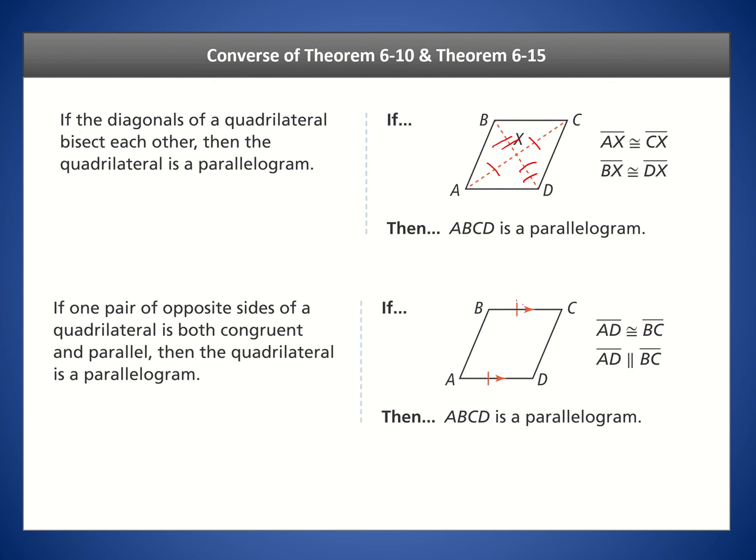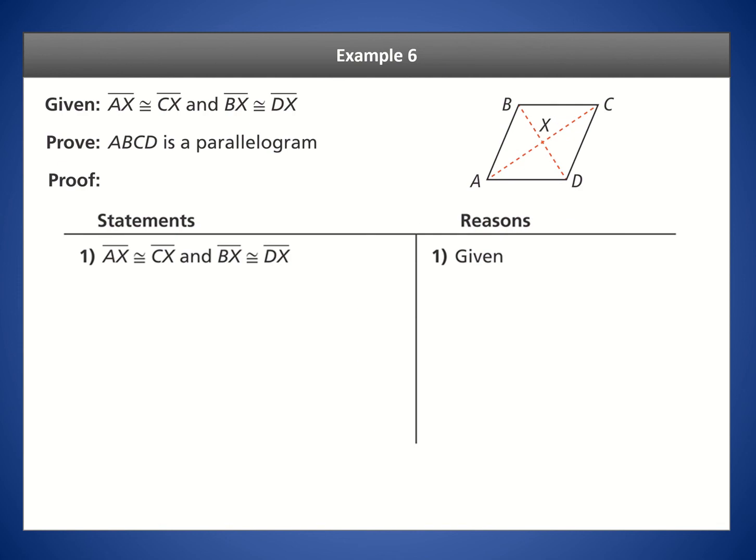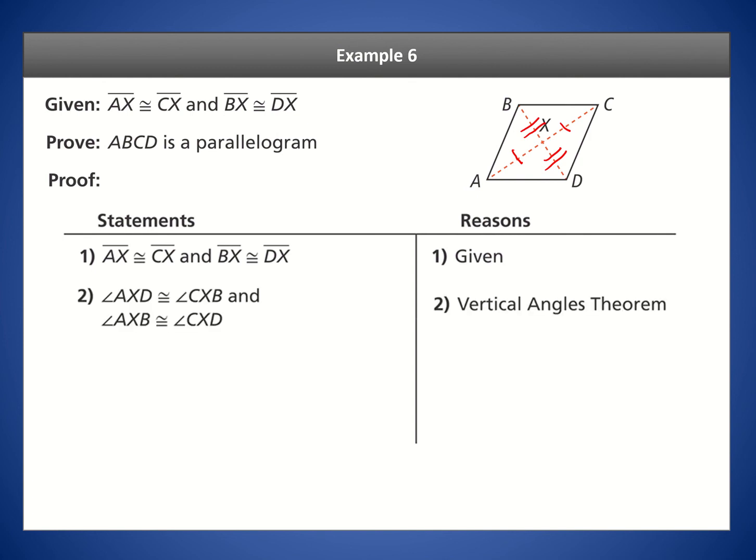So let's go ahead and prove the converse of theorem 6.10 first, which stated that if these diagonals bisect each other, then we have a parallelogram. So let's begin that proof. We're going to do a two-column chart here. What's given is that the diagonals bisect each other. The second statement is that angle AXD right here is congruent to angle BXC, or CXB, right here, because of vertical angles.